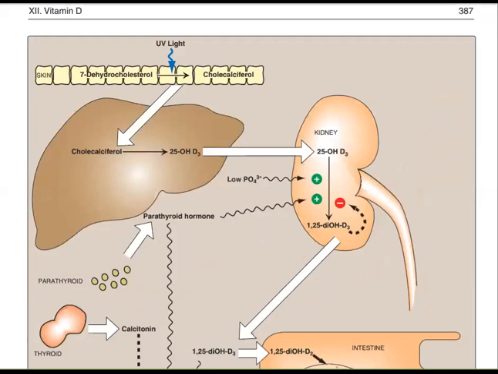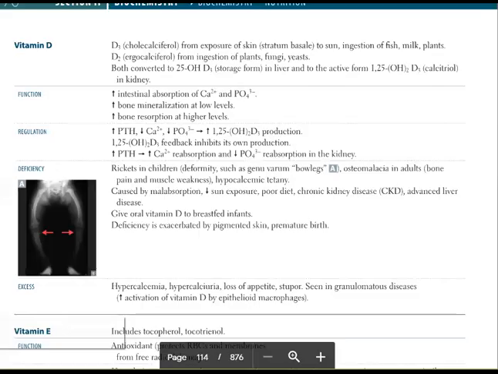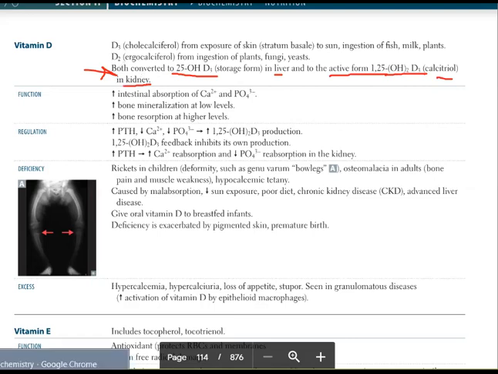First of all, I will take you back to First Aid, and we will see what they have written. The active form is this, 1,25-dihydroxycholecalciferol. This is the complete name, or we can call it calcitriol. But the process of conversion begins from 25-hydroxy D3 in the liver to the active form, 1,25-dihydroxycholecalciferol, in the kidney. So I'm going to explain this line from this picture.